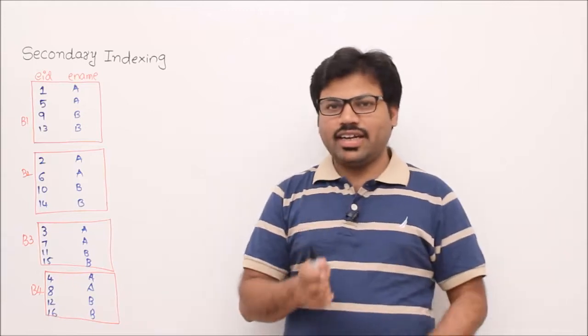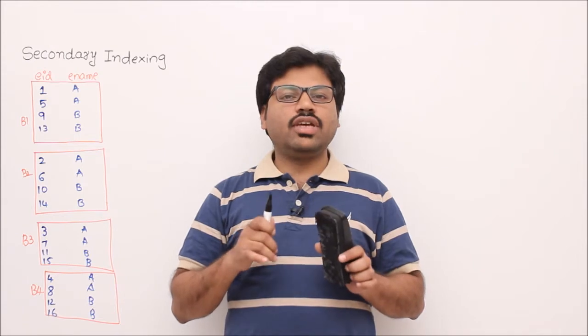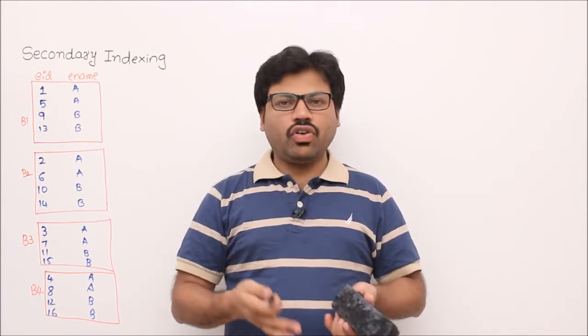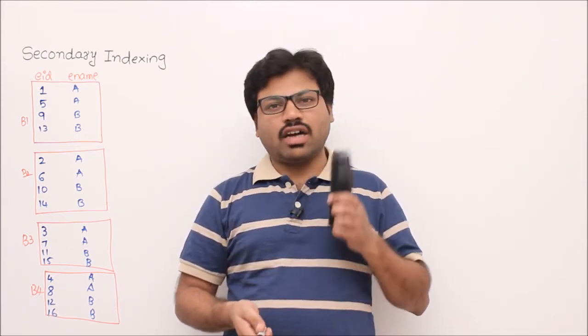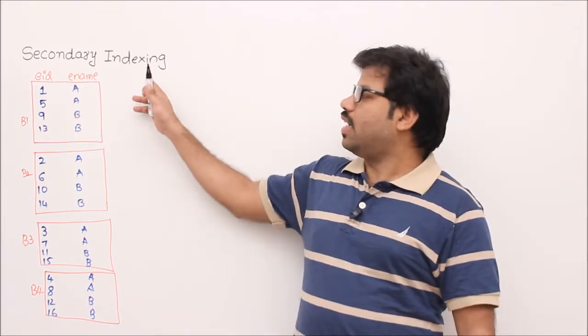Let's talk about secondary indexing. So far we have seen primary indexing and clustered indexing. We can use them only for ordered data. What if your data is not ordered? Or your data is ordered but not on the desired field? Then we definitely have to go for secondary indexing.